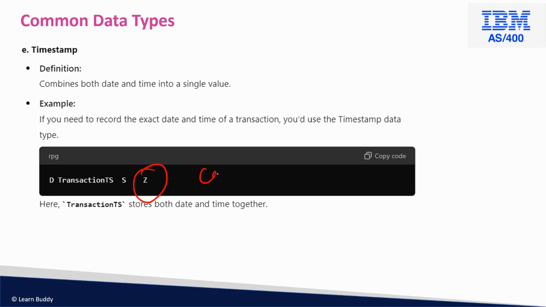What is a timestamp? A combination of date and time. It is a timestamp. Timestamp is Z. If it is a Z, it is a timestamp.